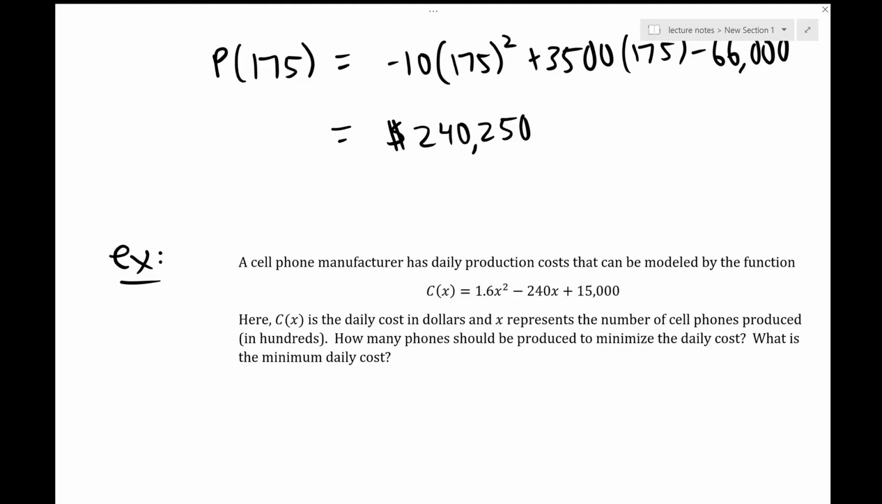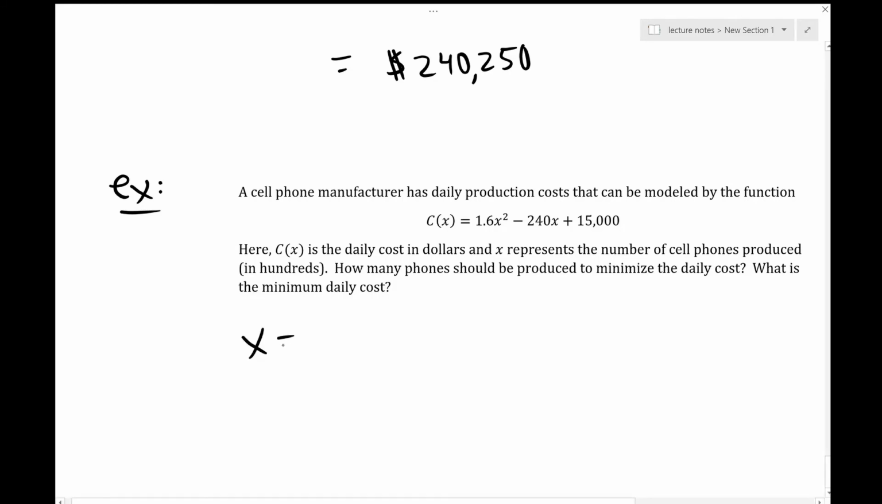Even though they're asking us to find a minimum rather than a maximum, the process is still the same. We're still simply looking for the vertex. And it should make sense that the vertex is giving us a minimum because our a value in this case is 1.6, which is positive. That means that the parabola would open upward if we graph it, and so the vertex is the lowest point. It's the minimum value that we're looking for.